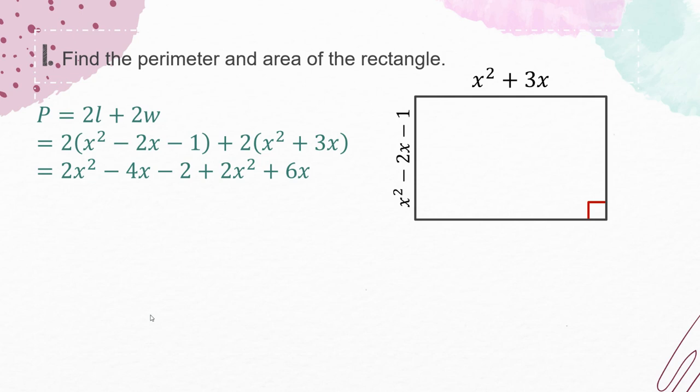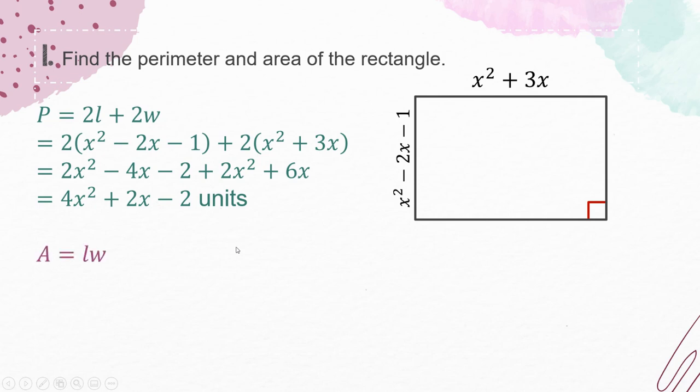And then lastly, we can combine like terms. I've got 2x squared plus 2x squared. Those would combine to give us 4x squared. Then I have a minus 4x plus 6x. Those combine to give us 2x. And then bringing down that minus 2. And make sure you label that in units.